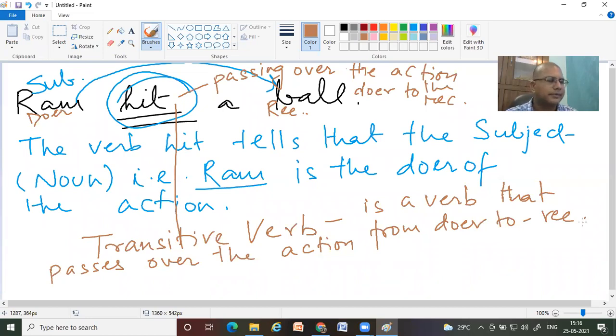Is this clear? Now, can we have one more example here? Can anybody tell me one example, please? The boy kicks the football.